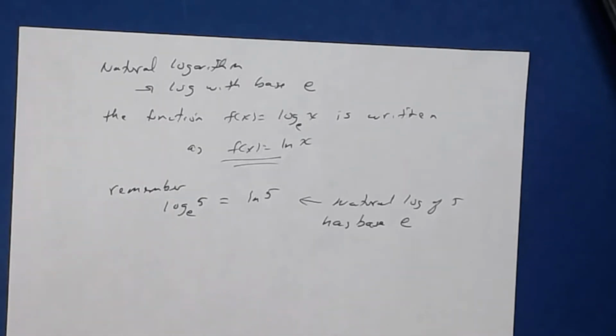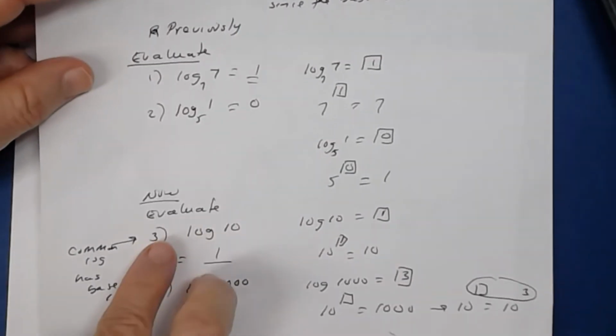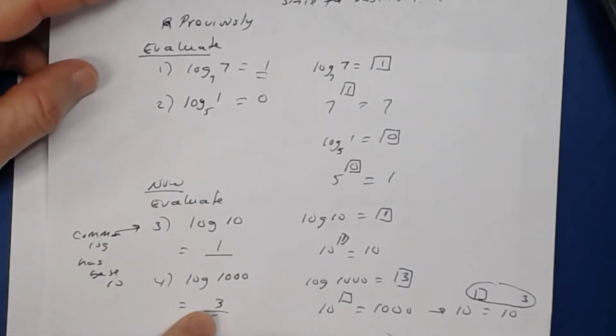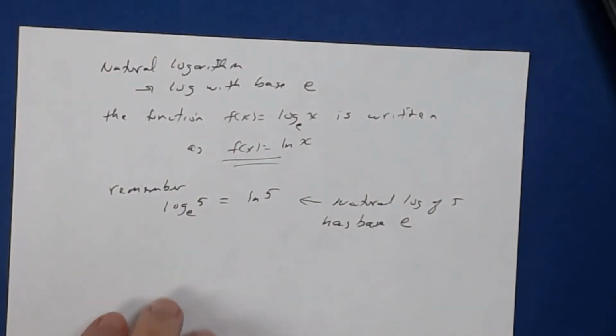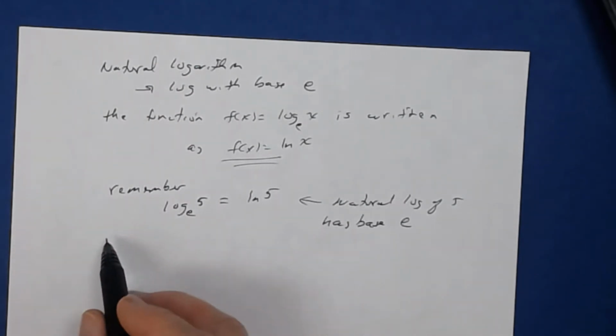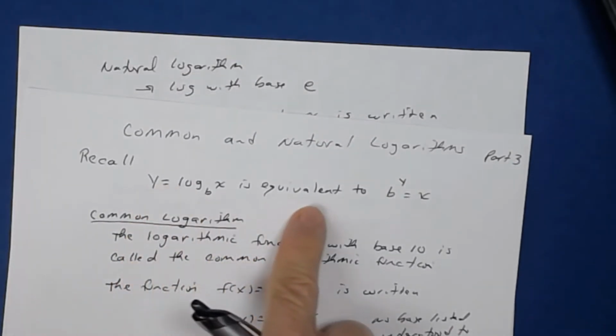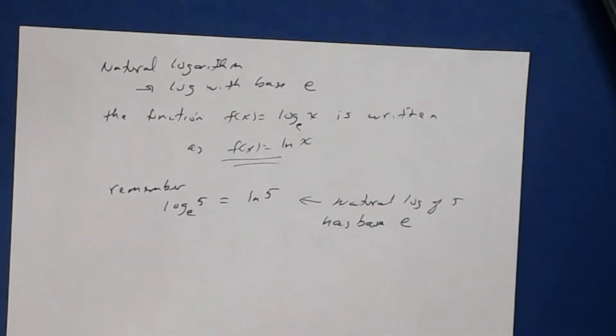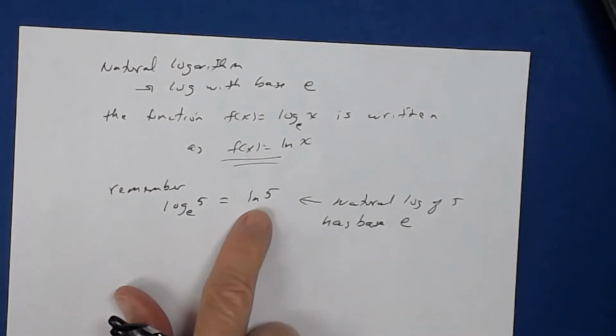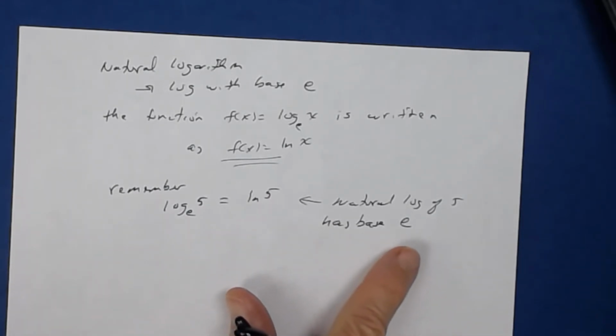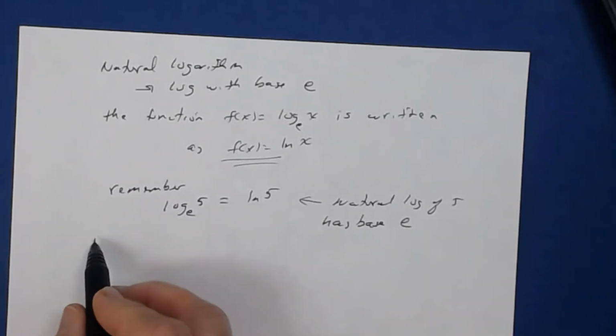Now let's look at some examples. Our examples will be very similar to how we evaluated common logarithms. Now we're going to evaluate natural logarithms. The process is the same. You are going to use this idea. You just have to know that the letters ln mean natural logarithm, and it's understood to have base e. All right, so let's look at some examples. So let's evaluate.